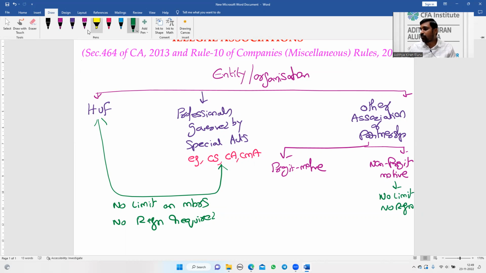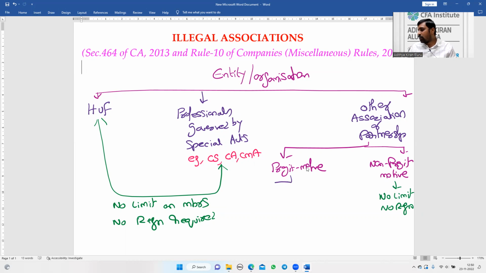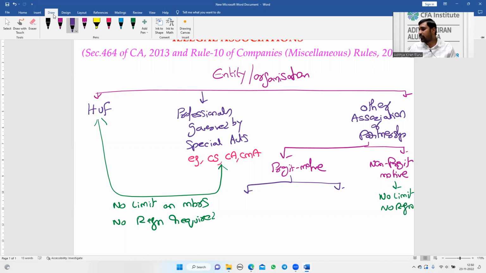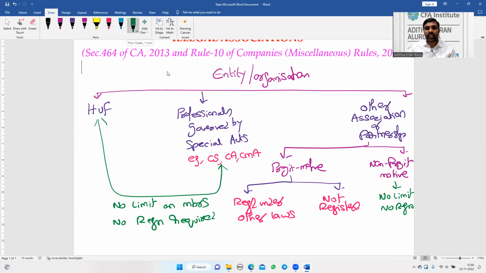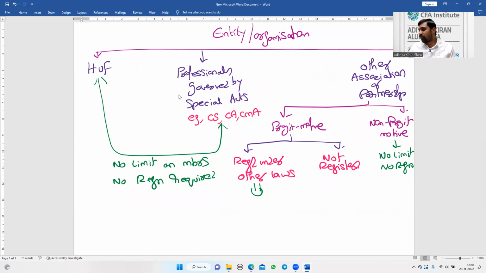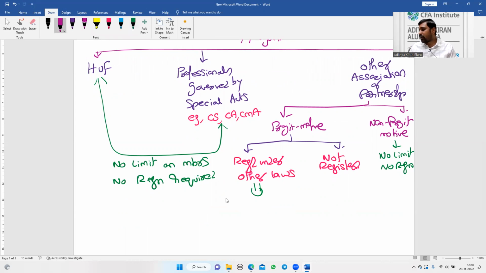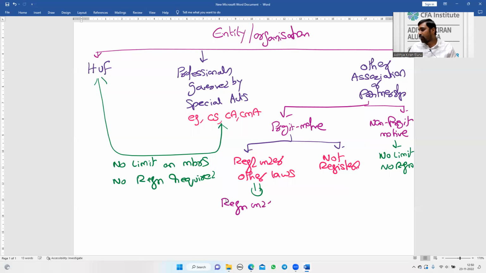If these other entities are profit motive, check whether they are registered under other laws. If they have registered under any other law, then registration under Companies Act is not required. Common sense, because they have already registered somewhere. Therefore, registration under Companies Act 2013 is not required.